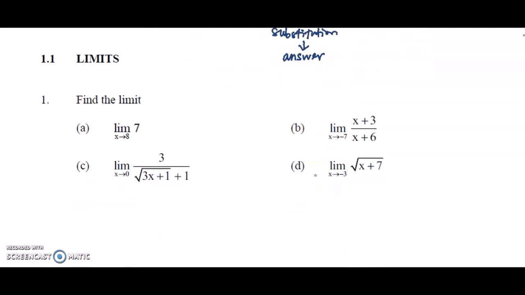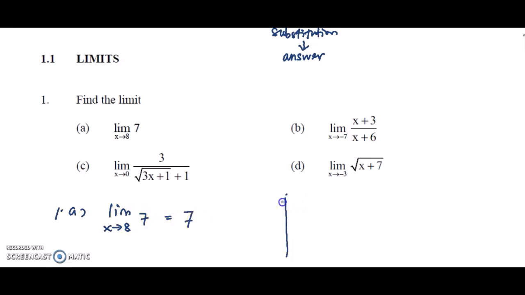All right. So look at example 1. For example 1a, we're going to find the limit when x approaches 8. The function is 7. When you have any constant function, no matter what value x is, we just take back the constant value, that is 7.